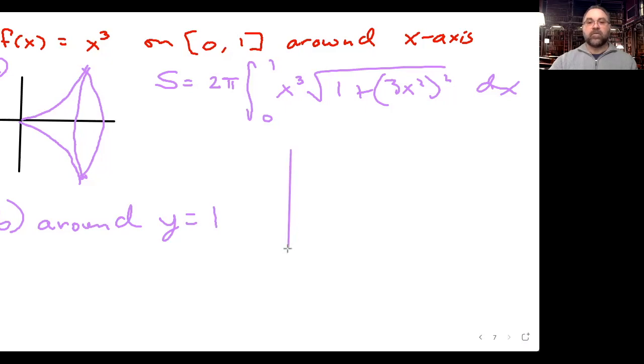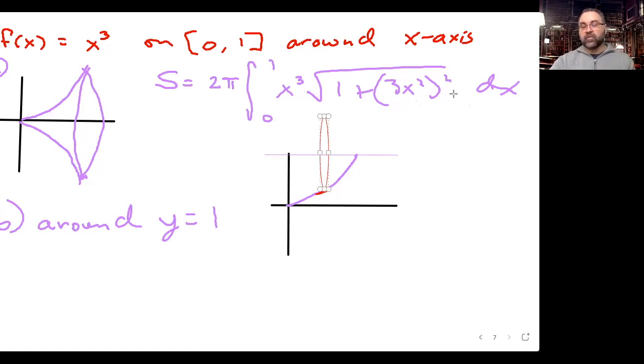Okay. So, let's get my axes turned back into black here. Okay, so if I take that same picture, but now I'm revolving around the axis y equals 1, that's up here. That means that my little tiny slice of arc down here is going to get revolved up. It's going to go this way. So my arc length will still be square root of 1 plus 3x squared quantity squared.